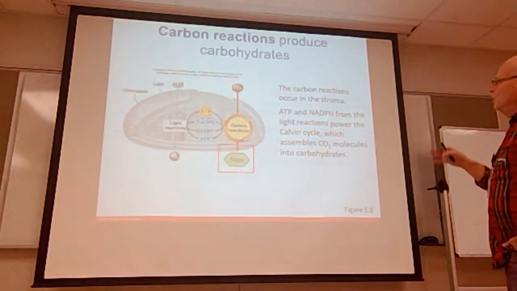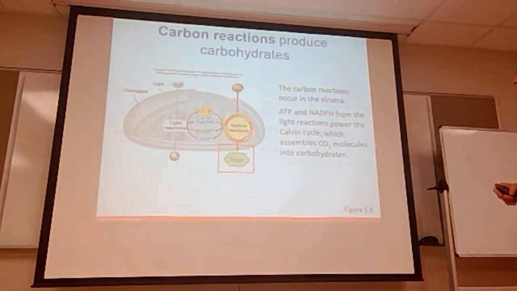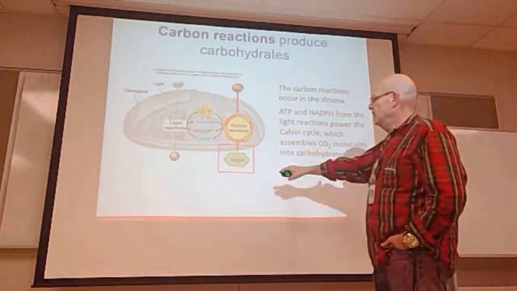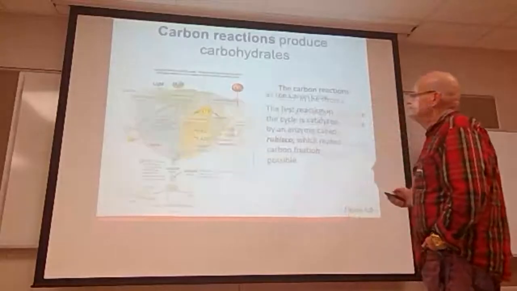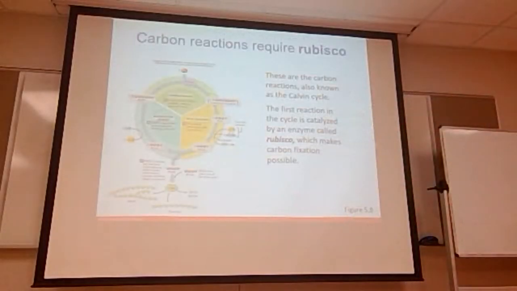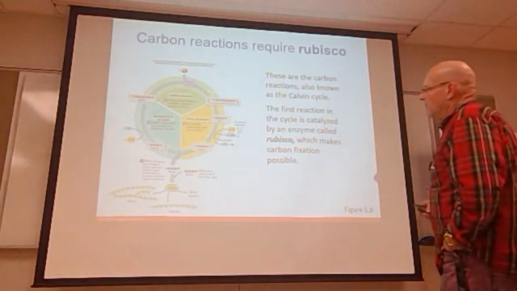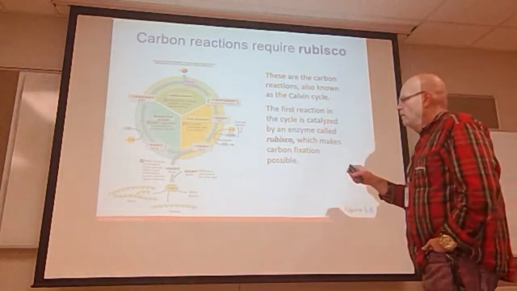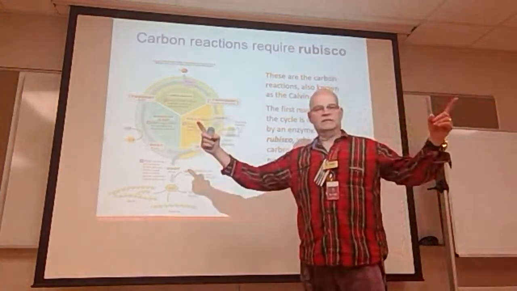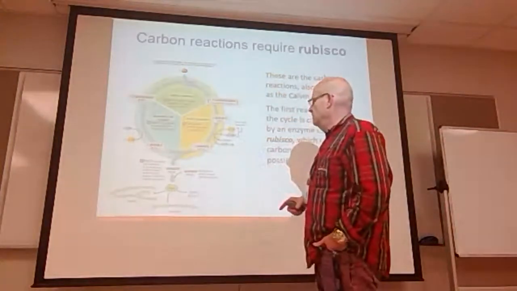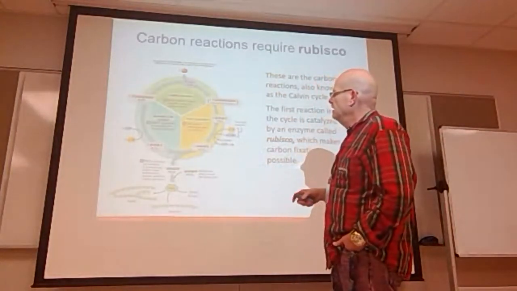Right here. So ATP and NADPH from the light reactions power the Calvin cycle, which assembles CO2 molecules into carbohydrates. And again, sugar is a very simple carbohydrate. These are the carbon reactions, also known as the Calvin-Benson cycle. You have carbon fixation occurs. Then you have PGAL synthesis, where a product called PGAL, another word about this long. Don't worry about that. We're not going to expect you to know that.